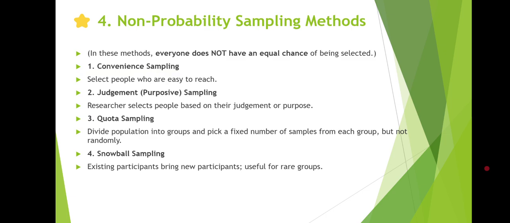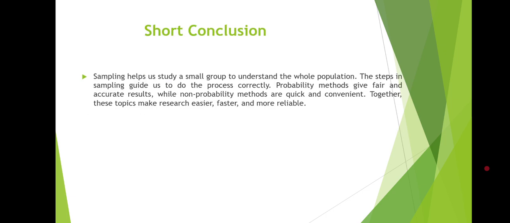So come to the summary part. In simple words, we can say that probability sampling is fair and scientific because everyone gets an equal chance to be selected. But non-probability sampling is quick and convenient, but not always fair. Both methods are important and used based on time, cost, and purpose of the research.